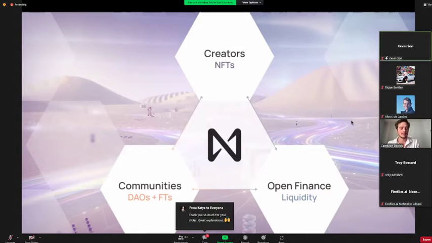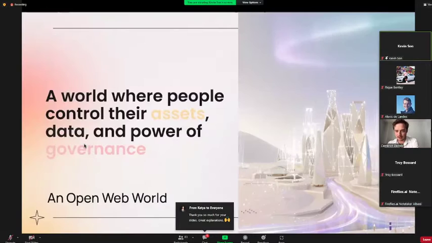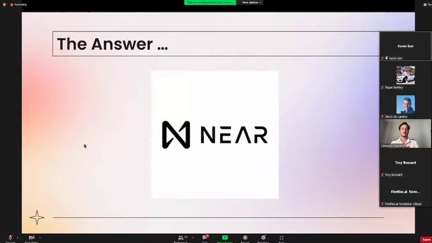But yeah, to dive right into it, do you mind just going back to I believe it's the original slide, best in class platform? Perfect, yes. So what Near is, it's a layer one blockchain that is focused on empowering people to own their assets, control their data, and participate in governance for all the platforms in which they use.